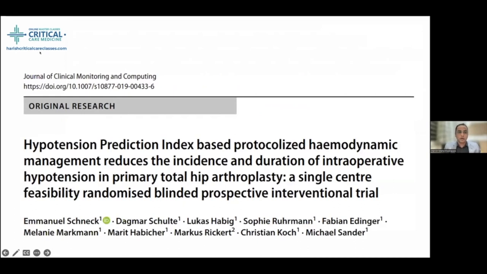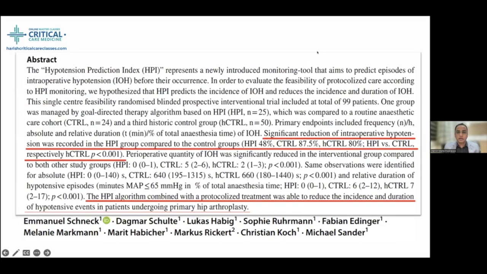So this is one more data. Again, hypotension prediction index based protocolized hemodynamic management reduces the incidence and duration of intraoperative hypotension in primary total hip arthroplasty. Again, non-cardiac surgery patients, single center data. Here it clearly suggests the HPI algorithm combined with a protocolized treatment was able to reduce the incidence and duration of hypotensive events in patients undergoing primary hip arthroplasty. So a good number of studies are available.